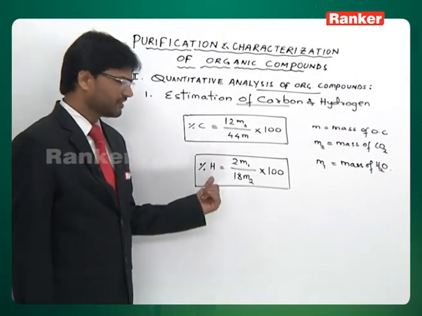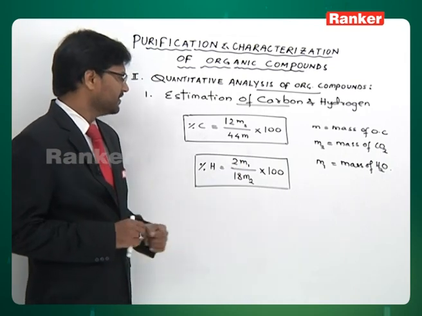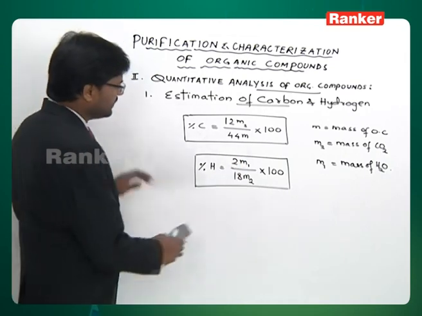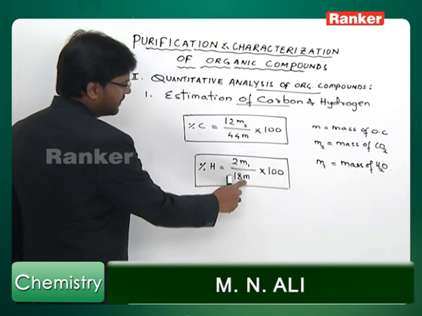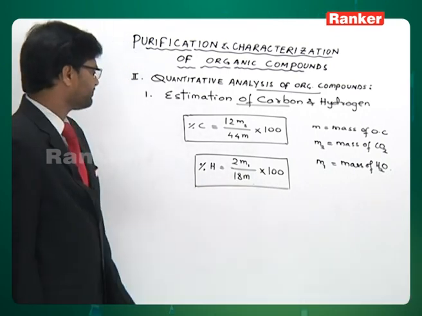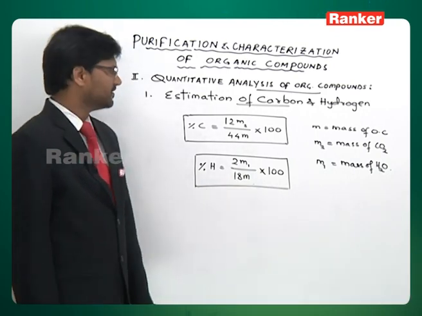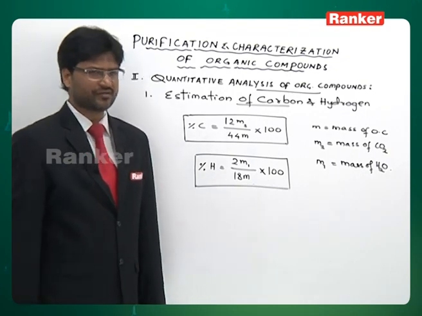In a similar manner, you can find out percentage of hydrogen. Here you need to have mass of water. So, 2 m1 by 18 gives mass of hydrogen. This divided by mass of organic compound into 100 gives percentage of hydrogen. So, this is how the calculations are done for percentage of carbon and hydrogen.